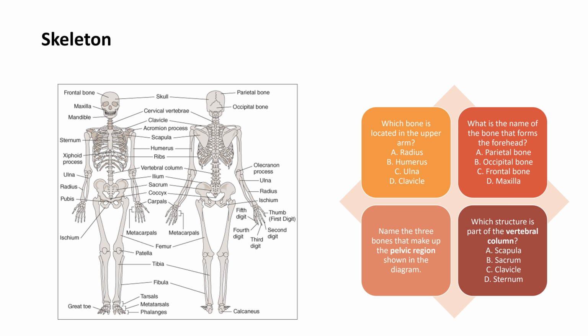What is the name of the bone that forms the forehead? Name the 3 bones that make up the pelvic region shown in the diagram. Which structure is part of the vertebral column? The scapula, sacrum, clavicle, or the sternum? Give you guys a quick second to answer the questions. You may want to pause if it's too quick for you.